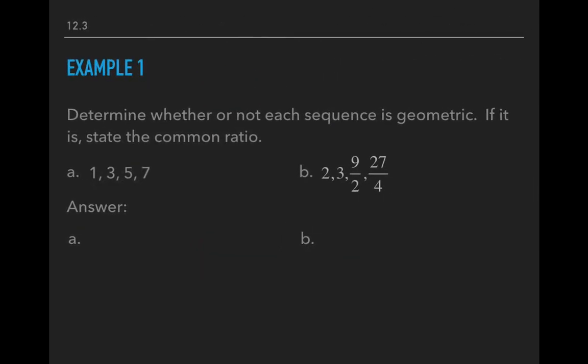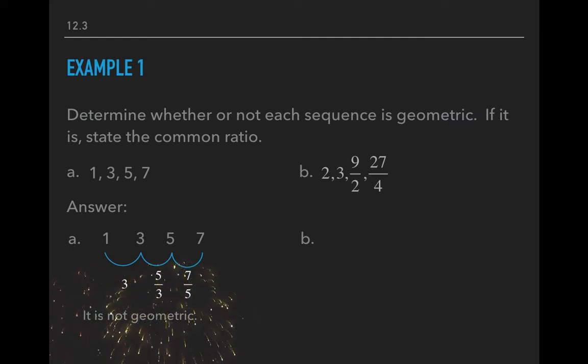So let's take a look at both A and B here and determine if they are geometric. If it is, we're going to give the common ratio. To do this, I want to look at each of these terms in pairs. So looking at the first two, it would be 3 over 1, which is 3. The next ratio would be 5 over 3, and then it would be 7 over 5. Now those are all different ratios, so this is not geometric.